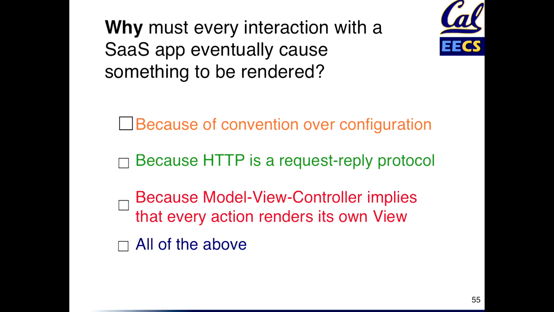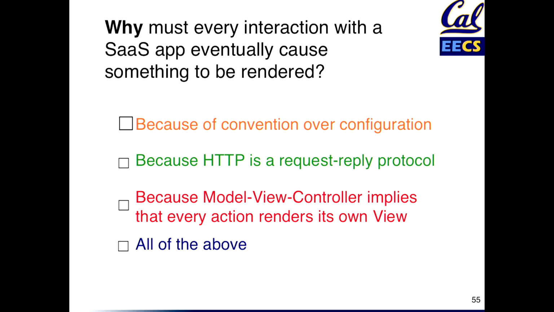So since this is our last segment, we have a last question. Since I've just been assuming, as I said, when you get to the end of the controller action, where is it going to look for a view to render? Well, implicit in that statement is the assumption that something must be rendered. So here's my question. Why is that the case? Why must every interaction with the SaaS app eventually cause something to be rendered?